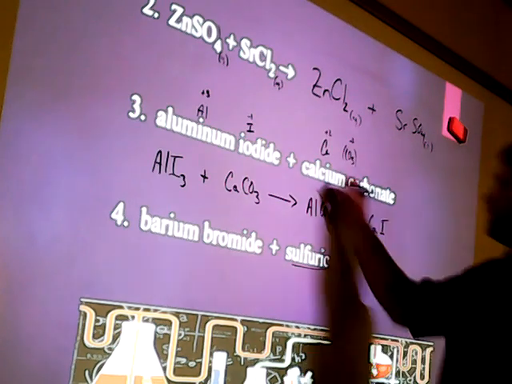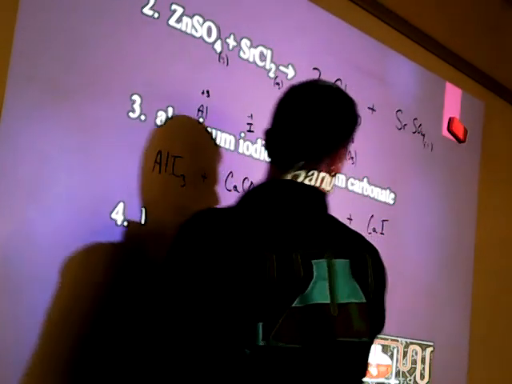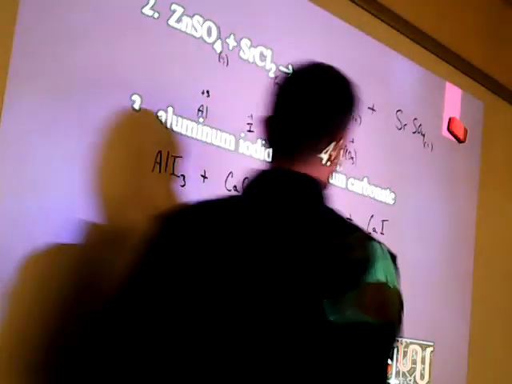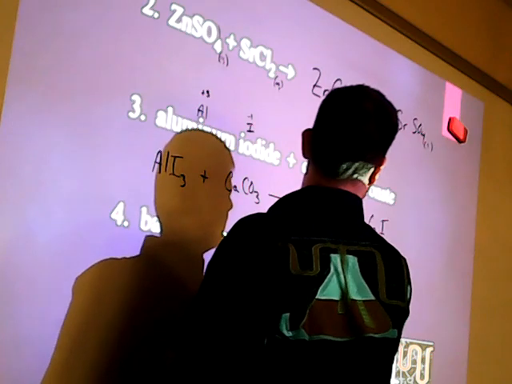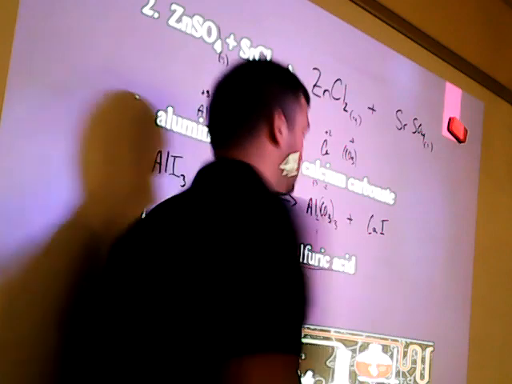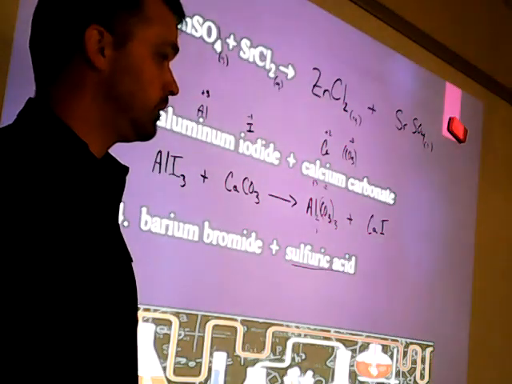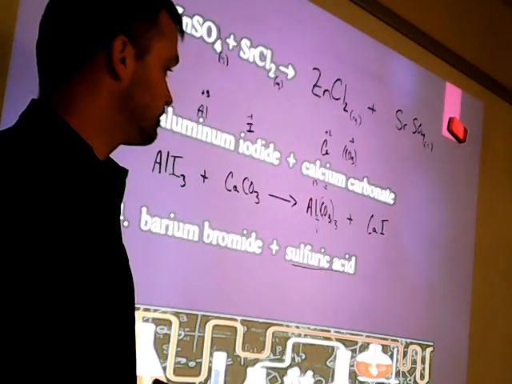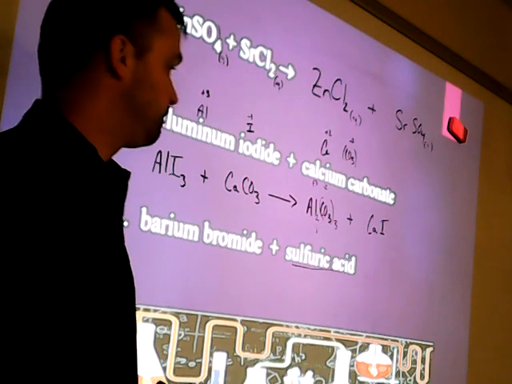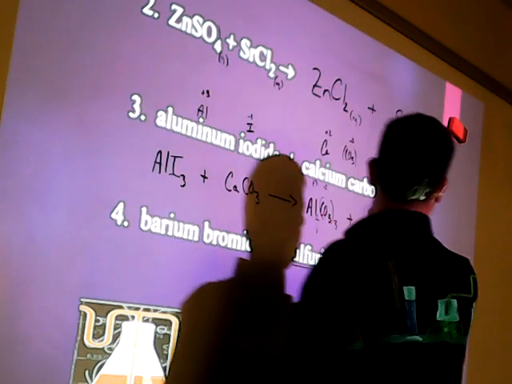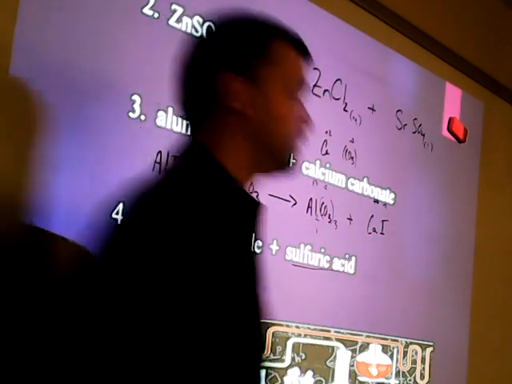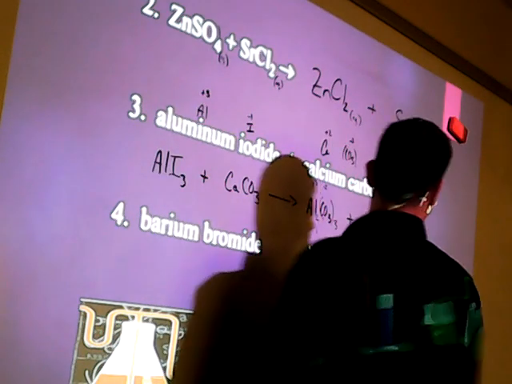So aluminum has what? Carbonate has -2. So when I cross those up, I get Al2. Need parentheses. There we go. Calcium has +2. Iodine has -1. So CaI2. And that becomes a 2.